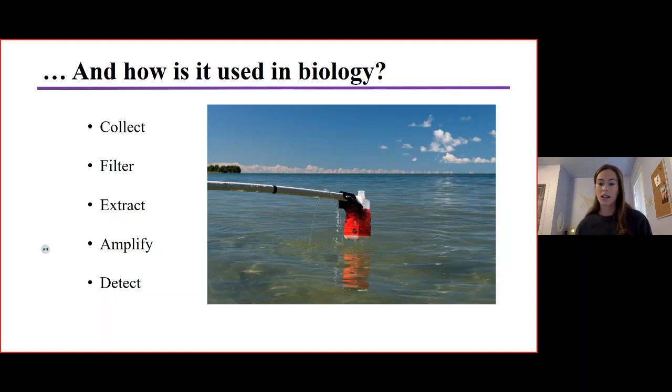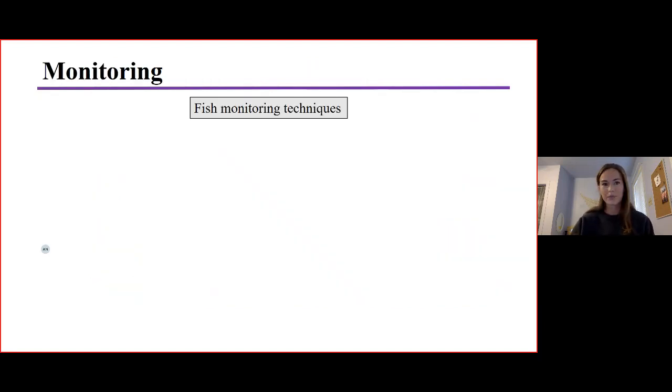Once you have that DNA extracted from the filter paper, you can amplify it using PCR, and you use primers specific to the species that you're looking at. Specifically for my experiment, I had ordered some Atlantic salmon primers for my PCR, and then you can detect whether the Atlantic salmon are present in that body of water or absent.